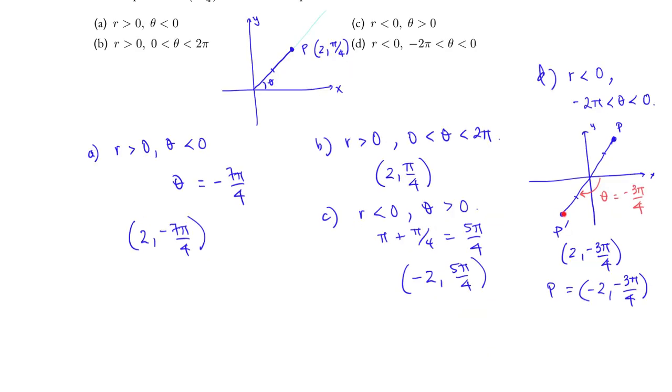Observe that when we flip the point P prime over to P, we only change the radial coordinate from positive 2 to negative 2. The angular coordinate is still negative 3 pi over 4.